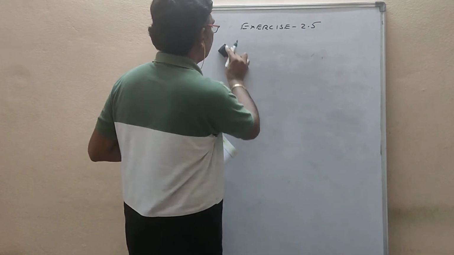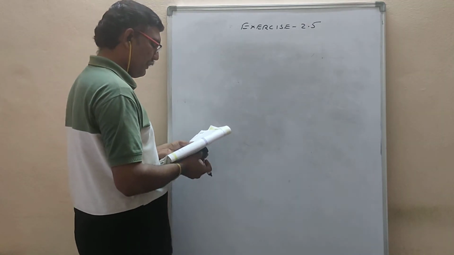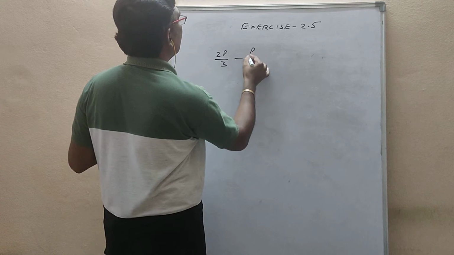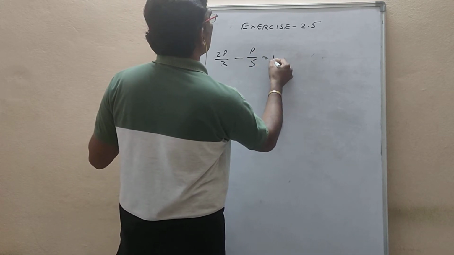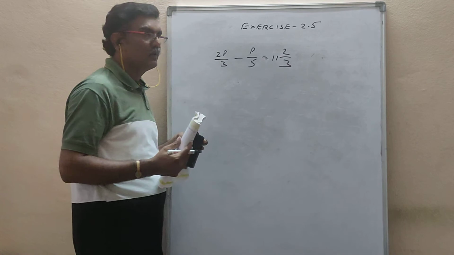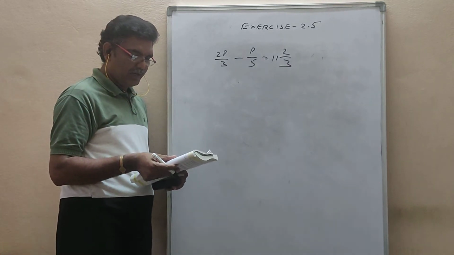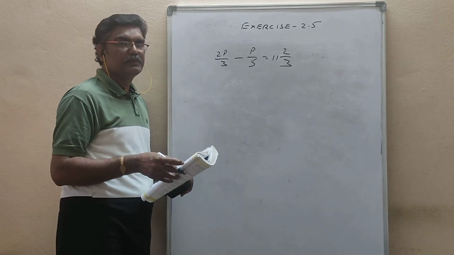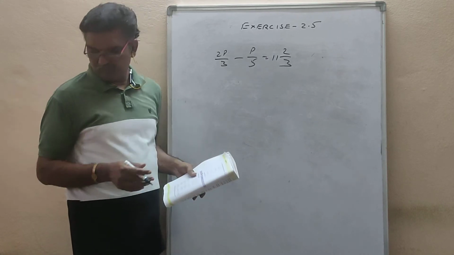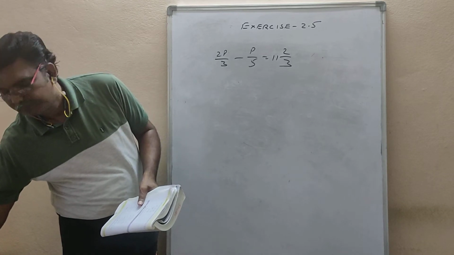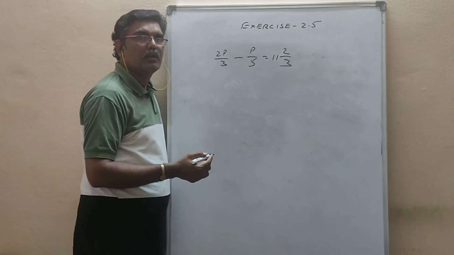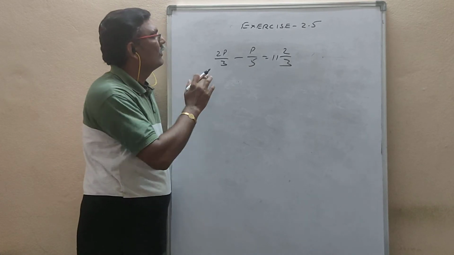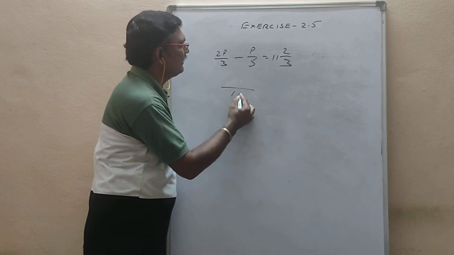That is 2p by 3 minus p by 5 is equal to 11, 2 by 3. It is given like this, and what you have to do is you should simplify this one. Then what you have to do is, for 3 and 5 the LCM is 15.